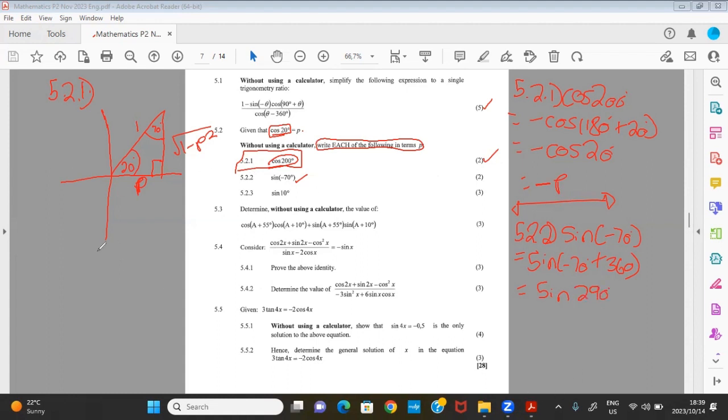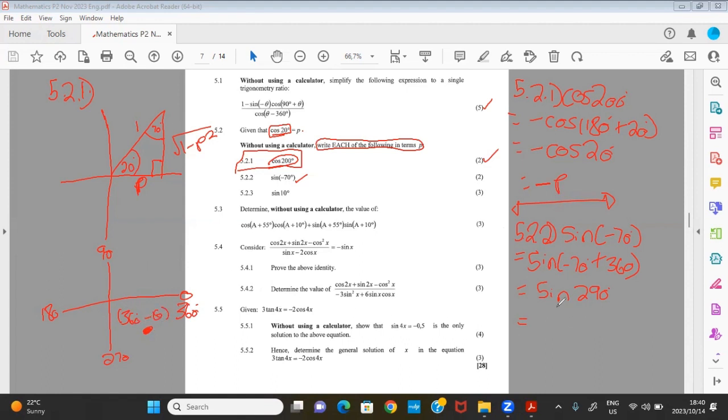That's just going to give us sine of 290. Then you go to your CAST diagram, you can see this is something that we can reduce, right? So we have 0, 90, 180, 270, 360. So 290 is in my fourth quadrant. And in my fourth quadrant, sine is negative. So I know my reduction formula is 360 minus theta.